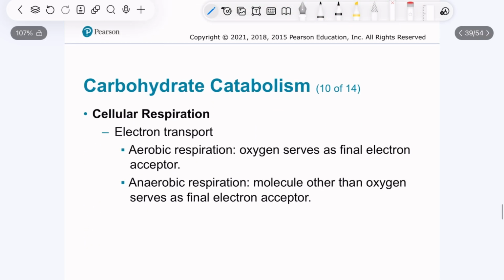And then finally, we get into electron transport. So there are 2 types: aerobic respiration and anaerobic respiration. Aerobic respiration is when oxygen serves as the final electron acceptor, whereas anaerobic respiration is when a molecule other than oxygen serves as the final electron acceptor. Aerobic respiration occurs when oxygen is available, and it is the most efficient way for cells to produce ATP. Anaerobic respiration is when the environment lacks oxygen, and this typically generates less ATP compared to aerobic respiration.